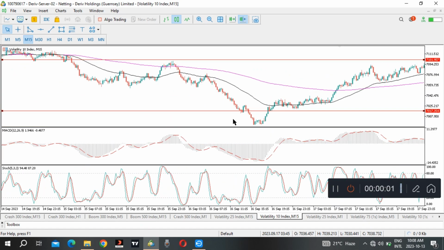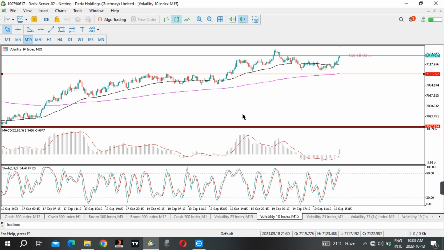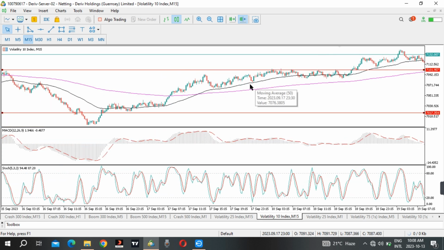If you're looking for the easiest way to scalp volatility indices, then this is the strategy for you. Right over here on my chart, I have two moving averages: the 50 exponential moving average applied to close, and the 200, with the same parameters. And over here I've got the MACD with the default settings, and the stochastic with the default settings.